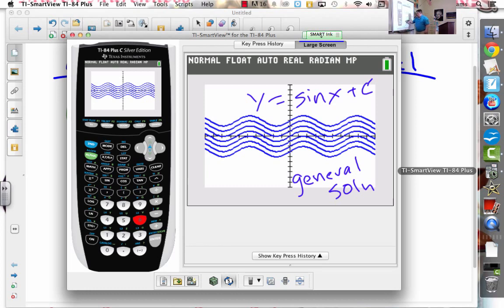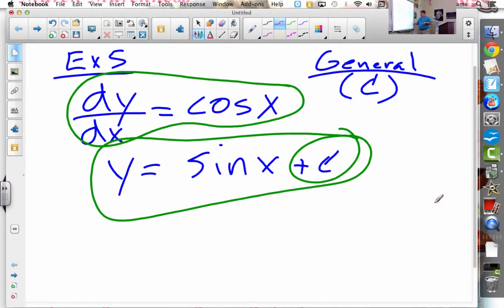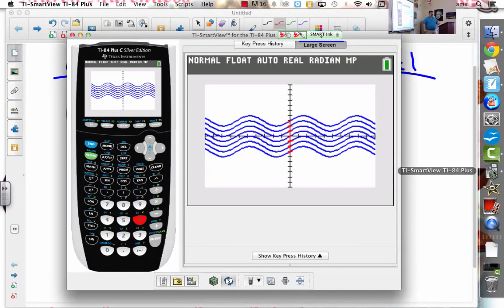Now, I'm going to go a little bit ahead and show you something else. If I choose to show the slope, remember that the tangent line is the derivative, or let me rephrase that, the derivative of a function. In this case, we're talking about sine of x plus c. The derivative of the function represents the slope of that line at a particular point x.